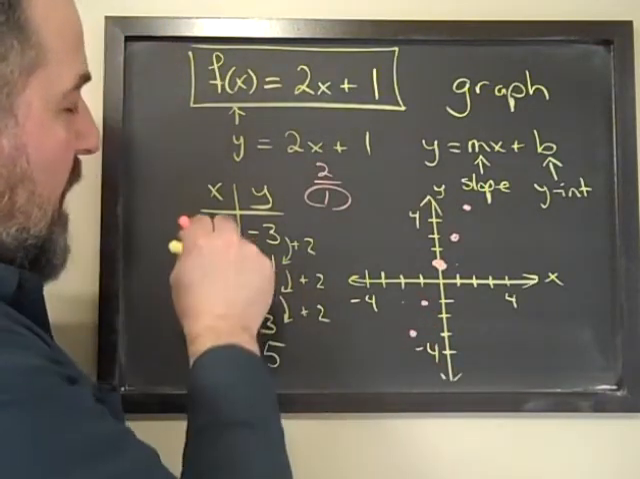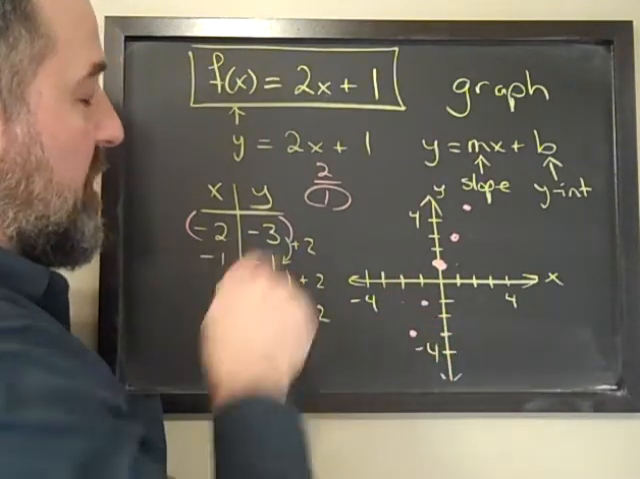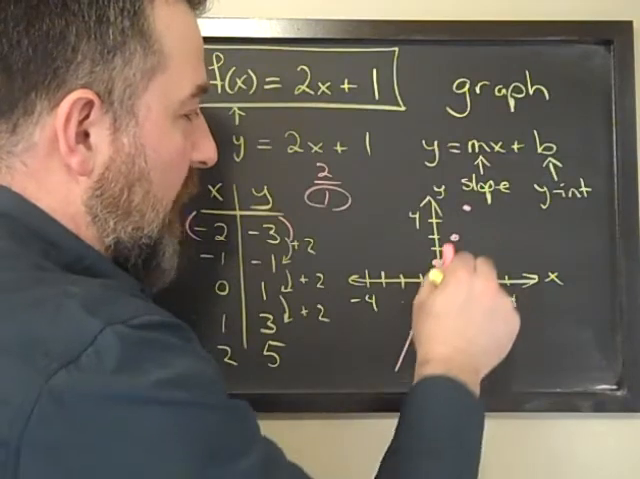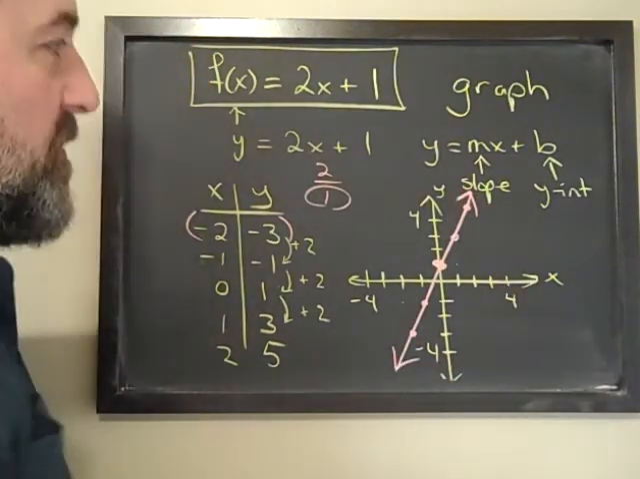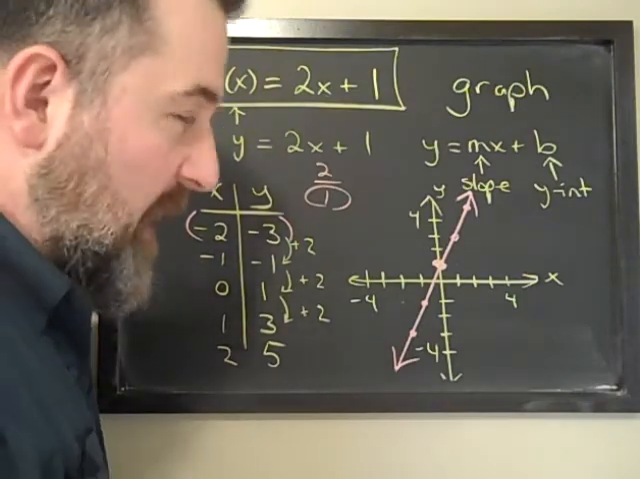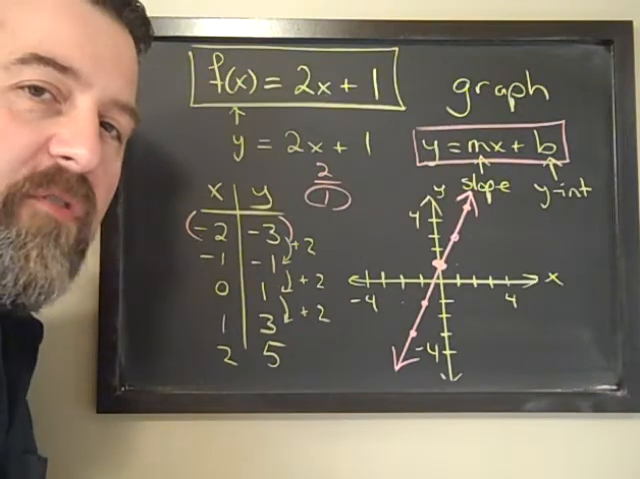And you can see that that point I just plotted there is 2 to the left, 3 down, which is that point right there. So you could have graphed that function using either slope-intercept or using a table of values. I would hope you would kind of remember this because it's the more efficient way to graph.